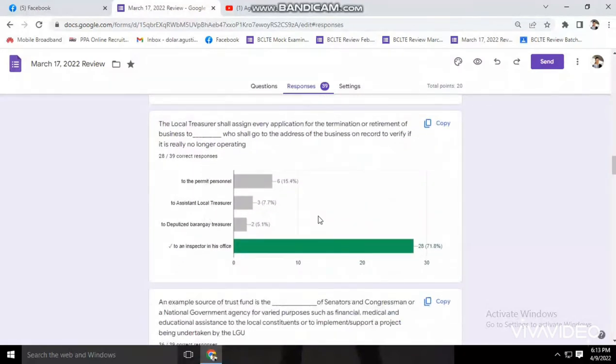The local treasurer shall assign every application for the termination or retirement of business to blank, who shall go to the address of the business on record to verify if it is really no longer operating. Sino po yan? The answer is inspector in his office, and 28 of them answered correctly.